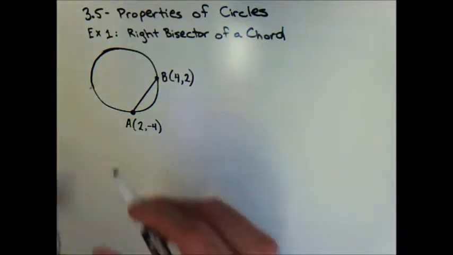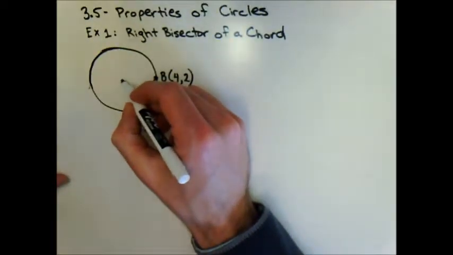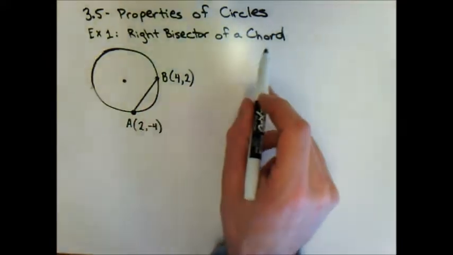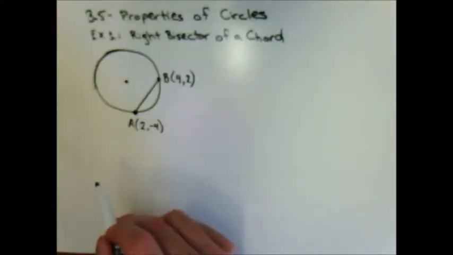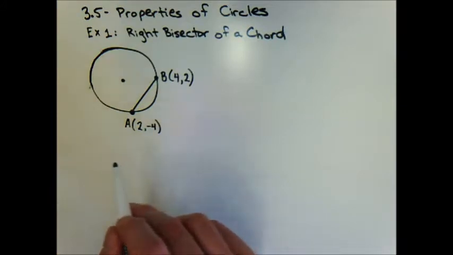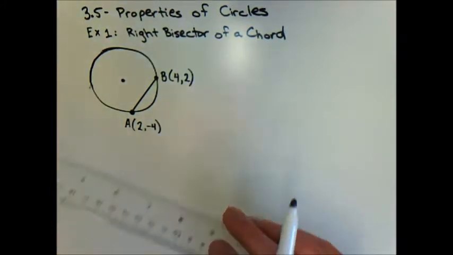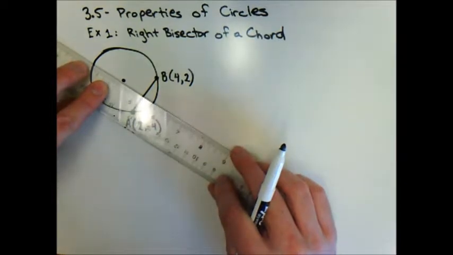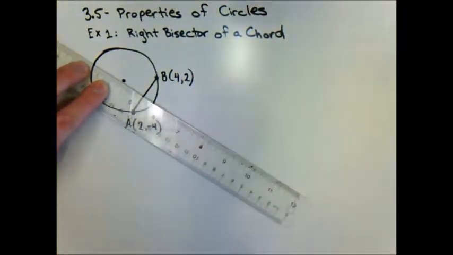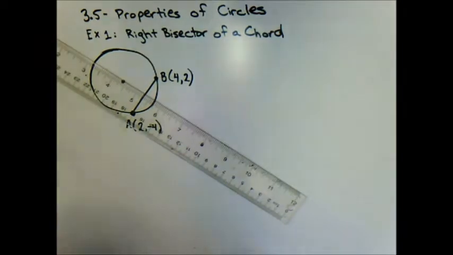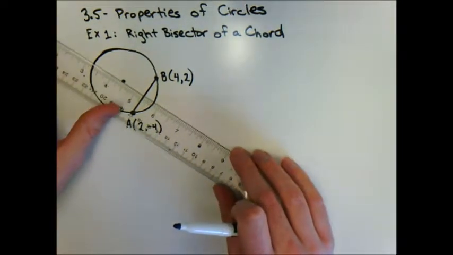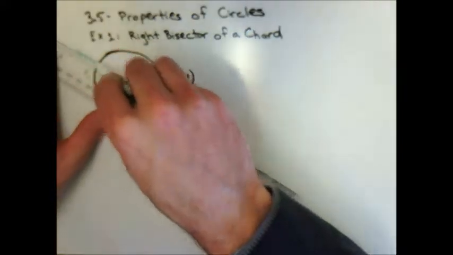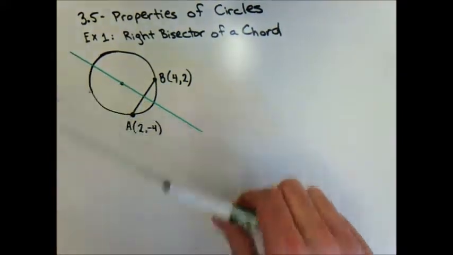Last unit, we mentioned that the right bisector of a chord of any circle will pass through the middle of the circle. So again, this picture is not perfect, but it's actually pretty close. I'm going to use a different color to draw our right bisector of this chord, which is going to pass right through the center of the circle.